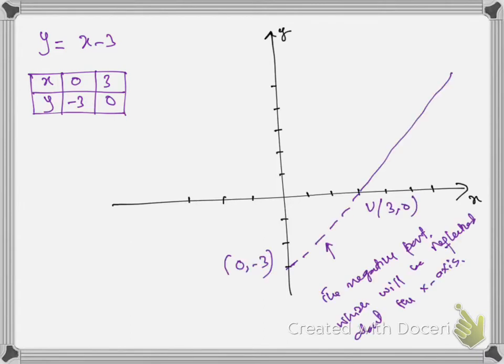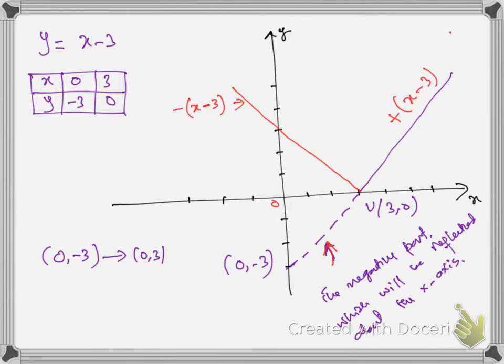Here is the negative part which will be reflected about the x-axis. Therefore, after the reflection, (0, minus 3) will become (0, 3). I will sketch this reflected part in red color. Here is the negative part of the graph. This negative part has been reflected about the x-axis, and this is the resultant graph. And that's the final answer of this sketch.